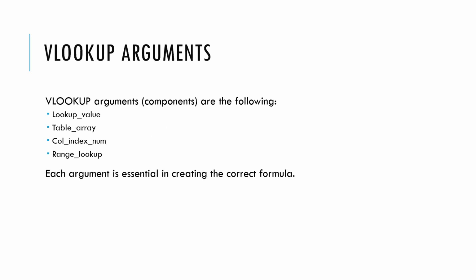So the VLOOKUP arguments, which is basically the components of the formula, are lookup value, table array, column index number, range lookup. So each argument is essential in creating the correct formula. If one thing is messed up, the formula is all the way messed up. So you have to make sure that you're selecting the right values needed in each argument.